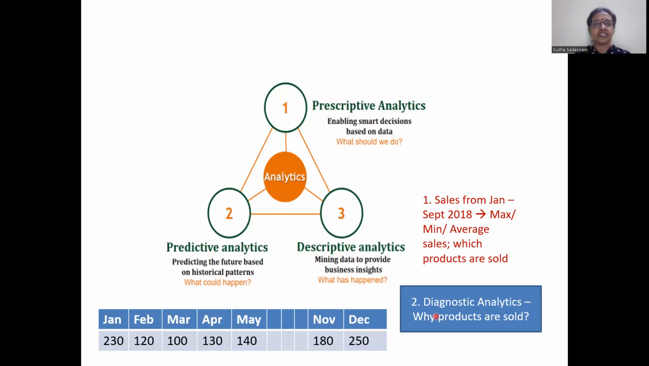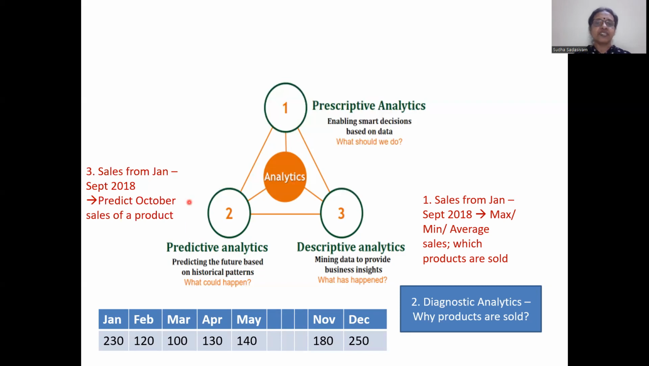Next is predictive analytics. It tries to identify the future trend based on what data is available. Suppose the sales of cakes is known up till the month of September, then predicting the sales of the cake in the month of October is called predictive analytics. It tries to identify the future trend.